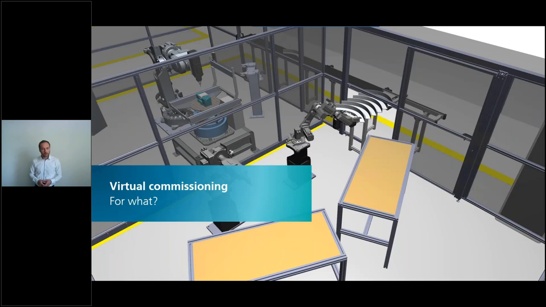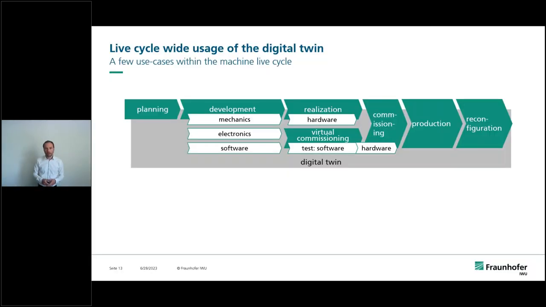So now we know why we should do a virtual commissioning, we know how it could be realized. The question is, for what can we use this method? When we have a look at the machine lifecycle, we see two new phases. After the development process, we see the production phase and a later possible reconfiguration phase if you want to reuse our system or machine.